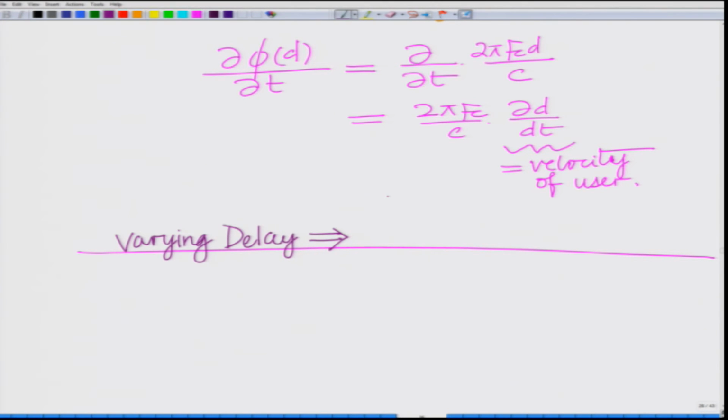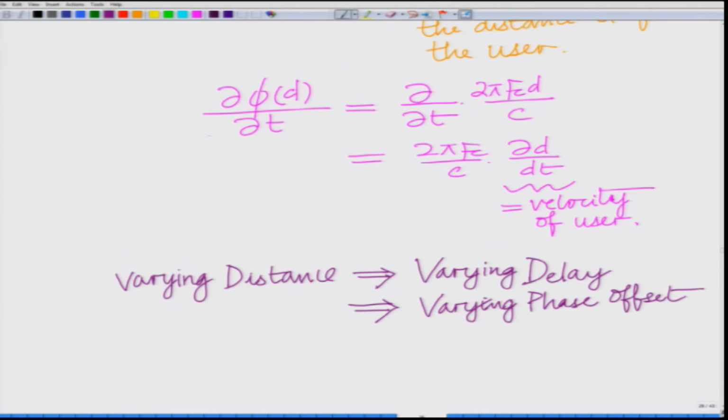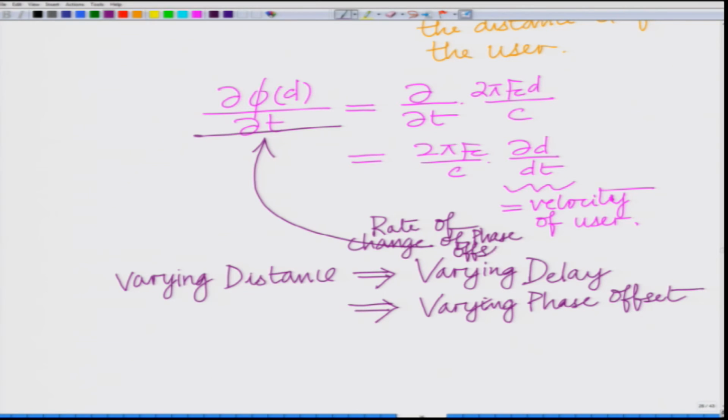Varying distance implies a varying delay, which implies a varying phase offset. Further, the rate of change of phase offset is proportional to the velocity of the user.